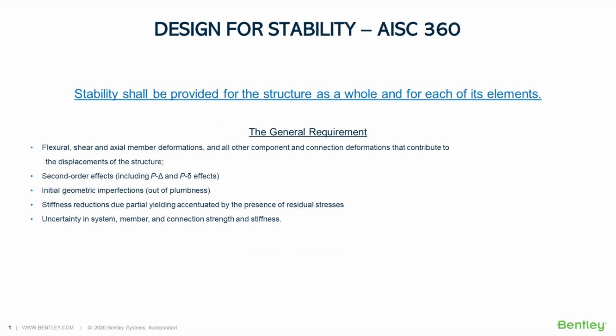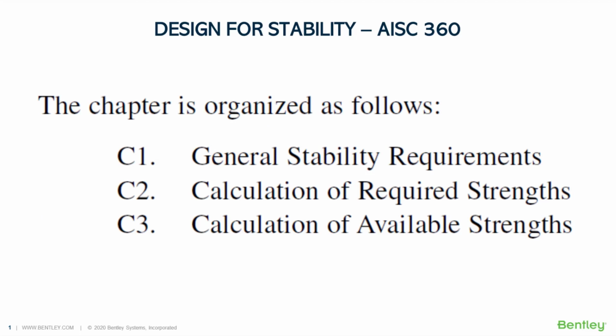Now, the stability analysis and design criteria are specified in Chapter C of the AISC 360 code. I am using the term 360 only because this chapter number is almost the same in the 2005, 2010 and 2016 editions of this code, so fundamentally it is mostly the same except for slight amendments. The code mentions three important subjects that cover and ensure proper stability analysis and design: general stability requirements, calculation of required strength, and calculation of available strength.